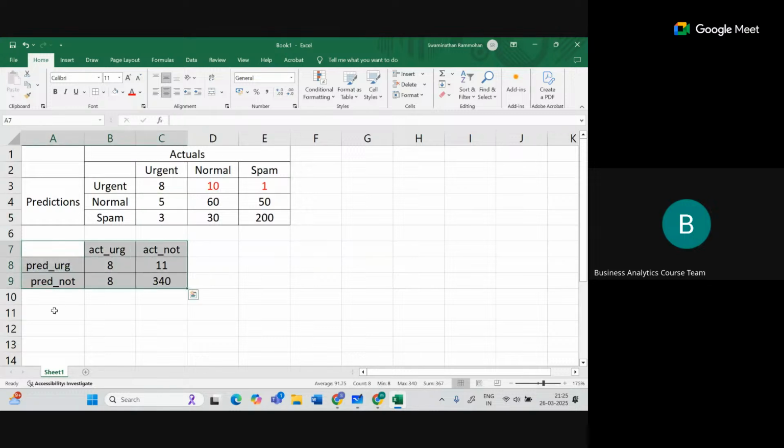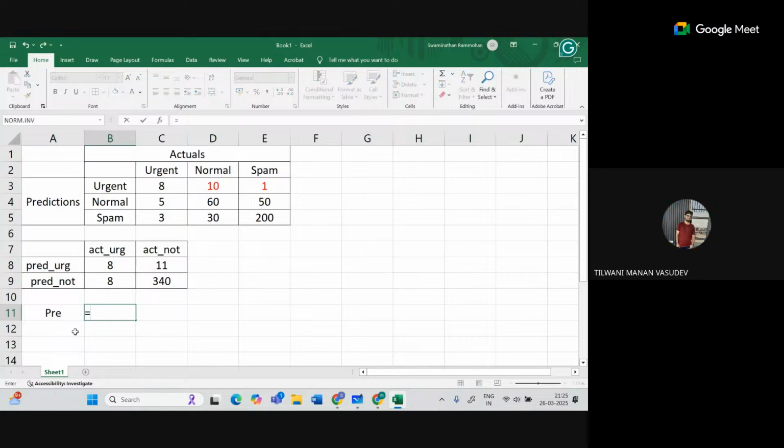So with this, will you be able to calculate precision? What is precision? For class 1, true positive by true positive plus false positive. What is false positive here? 340? Are you sure? It will be 8 or 11. It cannot be 340. So it is not 8, it is 11.